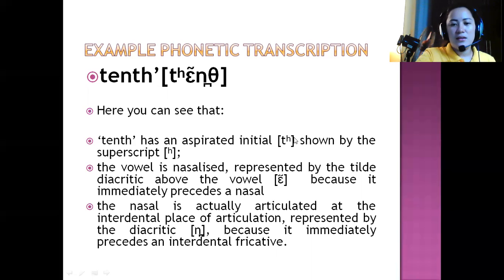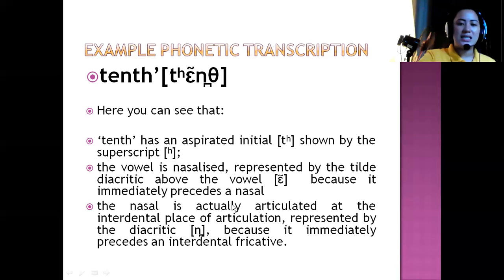So there is an H symbol. That's a symbol for aspiration. So you have to aspirate this sound, tenth, indicated by the superscript H. The vowel is nasalized, represented by the tilde diacritic above the vowel, the short e, like in the tenth. So there is a tilde because it immediately precedes a nasal.